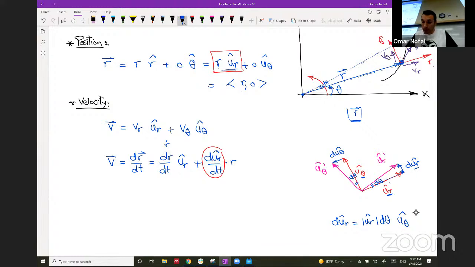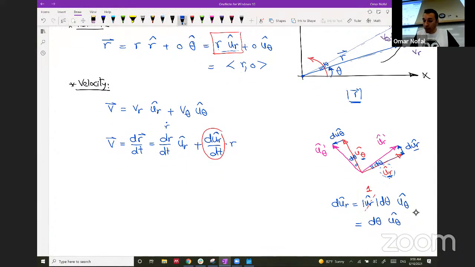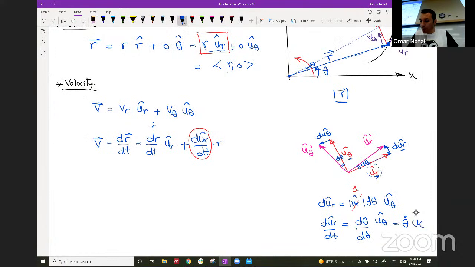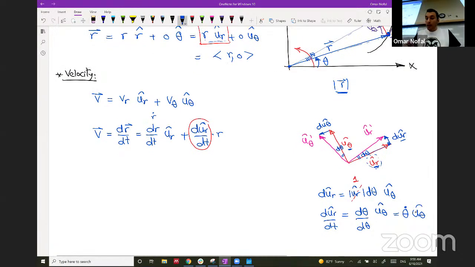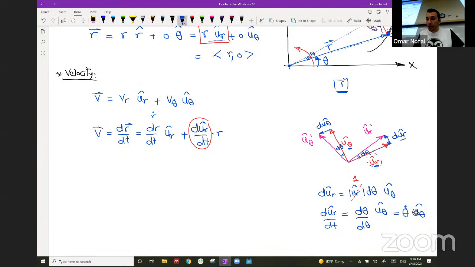The magnitude of this value, as we know, this is a unit vector. So the magnitude of the unit vector is always equal to 1. So dur hat will be equal to d theta in the direction of u theta hat. So if we want to take the time derivative of this, dur hat dt will be equal to d theta dt multiplied by u theta hat. So we can write this as theta dot u theta hat.